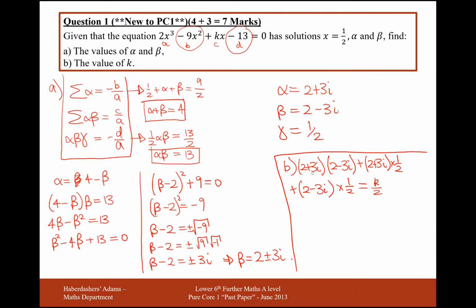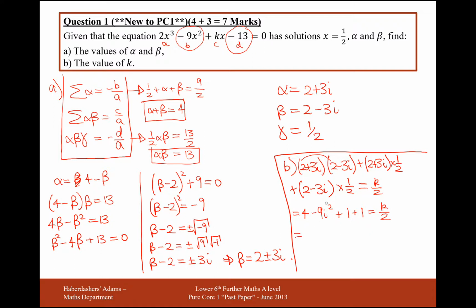Now expanding the brackets, I'm going to get a 4 plus 6i minus 6i, so I won't write that down, and then it's going to be minus 9i squared, plus 2 times a half is 1, plus 3i over 2, but I'm going to get a minus 3i over 2 in the second part of it, so I won't write that down. And for the last part of it, I'm going to get a plus 1 as well. That will get me k over 2.